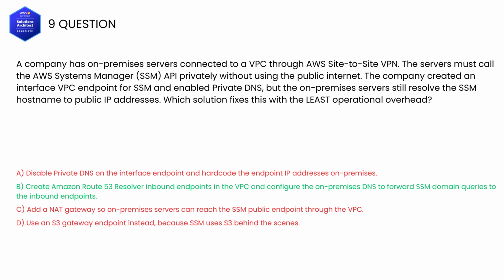And the last one is incorrect because SSM is an API service that requires interface endpoints for private connectivity. An S3 gateway endpoint doesn't provide private access to SSM APIs. Even if SSM uses S3 for some artifacts, the API calls still need SSM private endpoints.